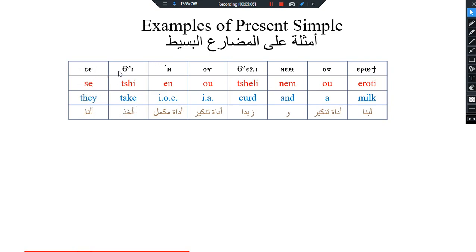Se, they; chi, to take; en, indication of complement; ou, indefinite article; celi, curd; nem, and; ou, a; eroti, milk.